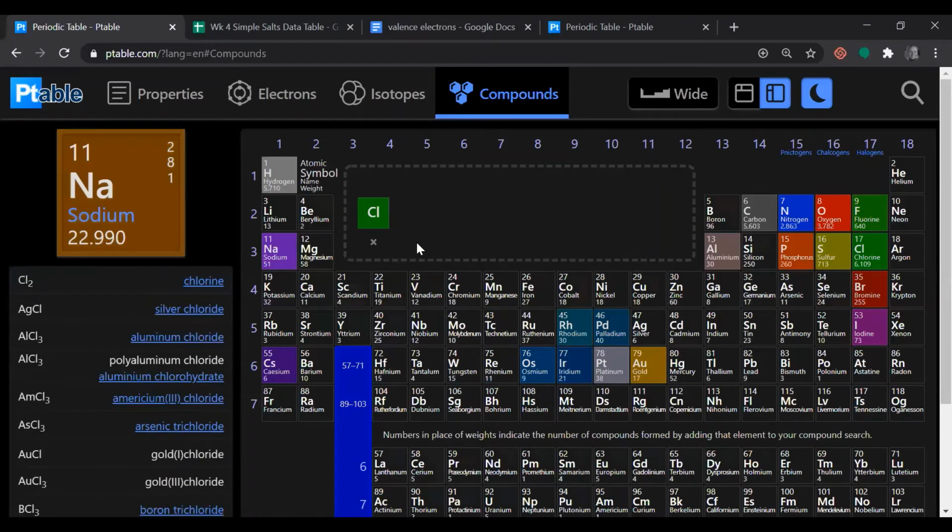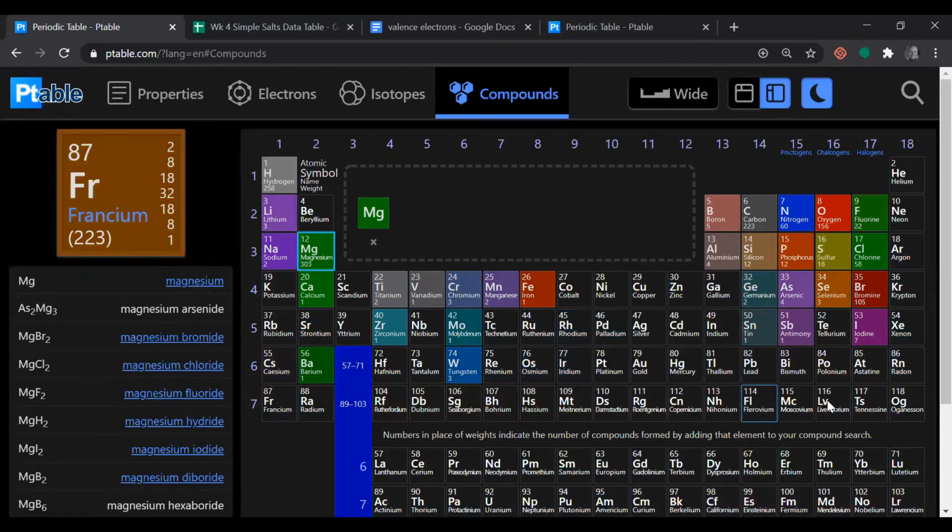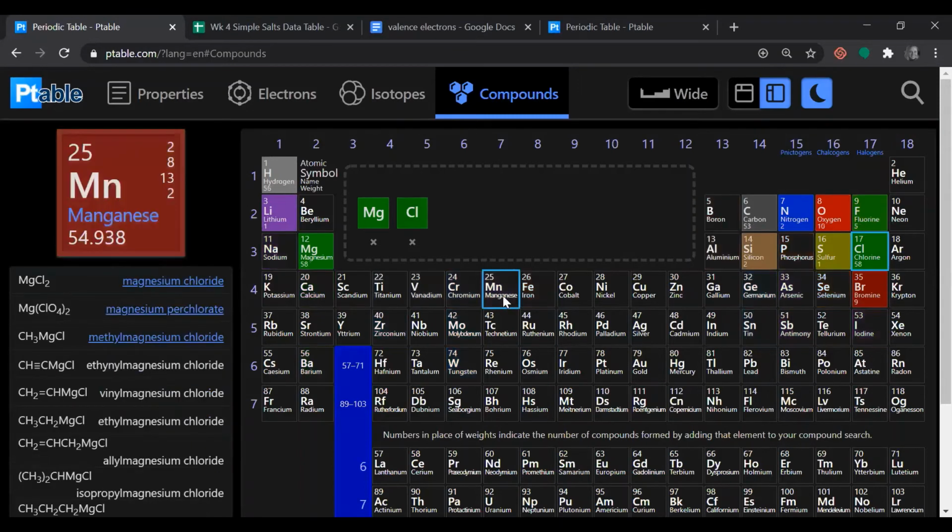So that is how we do that. We drag them in there. Oh look, chlorine reacts with a lot of things. Let's do another one that I have as an example. Let's do magnesium. You notice a lot of elements went away. We have just these non-metals available over here. Let's take chlorine again and see what magnesium and chlorine make. Ah, there it is. Magnesium chloride, or MgCl2.